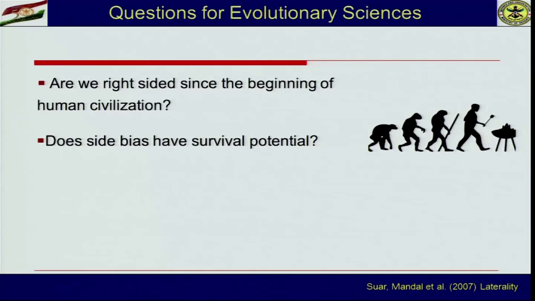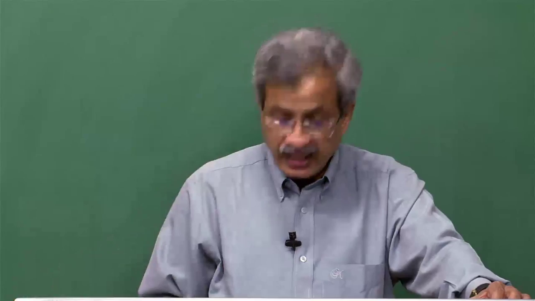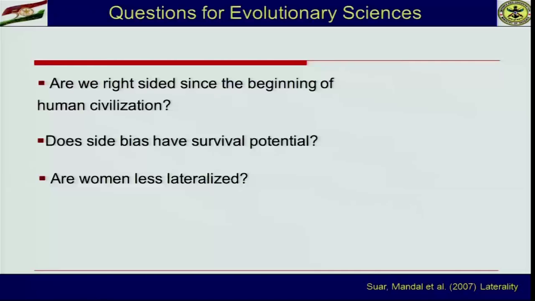Likewise, does side bias have a survival potential? By being right sided, do we increase the chance of survival, or is it so that by not having a bias, we will reduce our survival potential? That is another question which evolutionary scientists can answer.